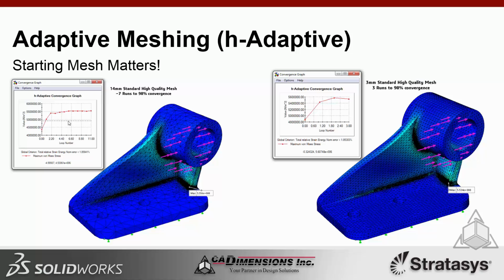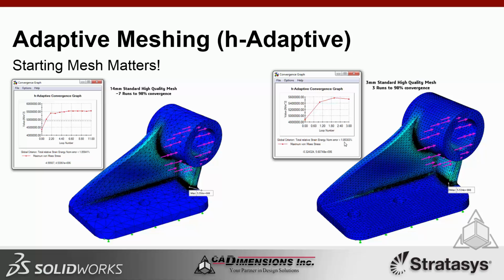Well, let's take a look at the right-hand study. I started with a 3mm mesh, almost 5 times smaller, and ended up converging in about 3 runs with a max stress of about 553 MPa. You can see that right here. With, again, a 1.8% error, right? That's under the 2% that we had specified.